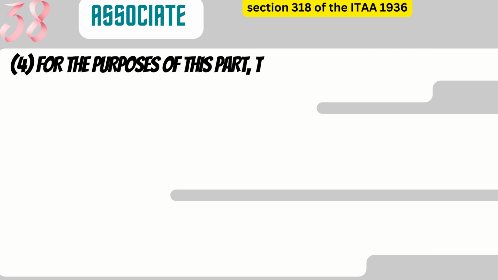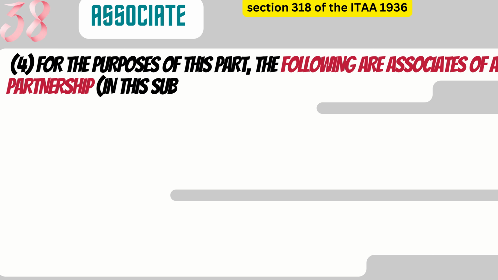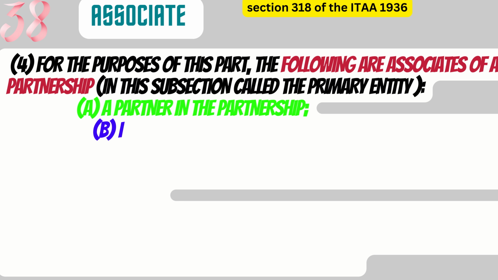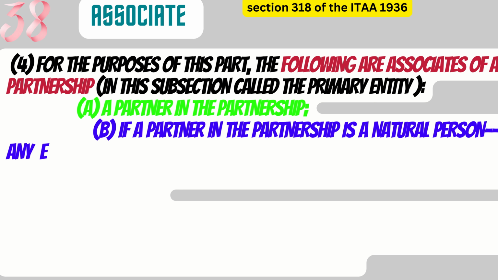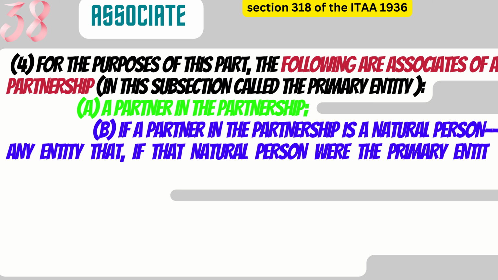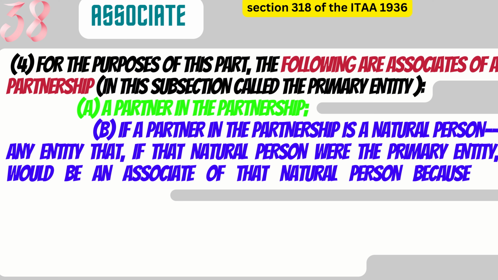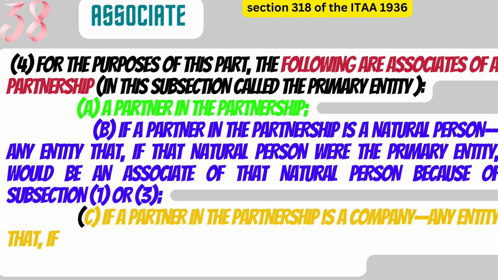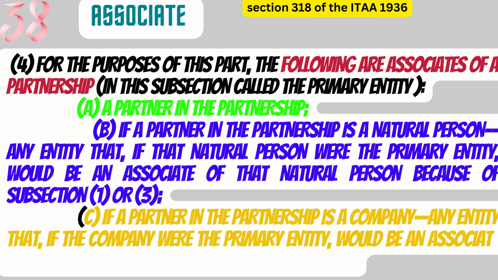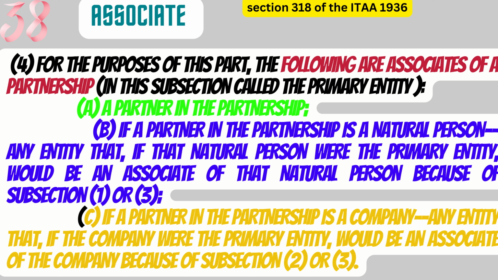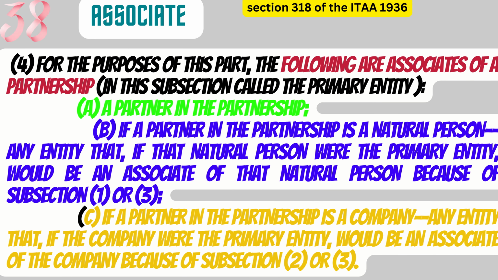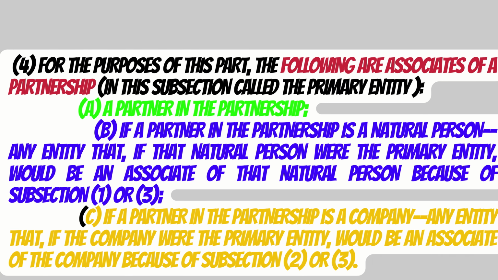4. For the purposes of this part, the following are associates of a partnership, in this subsection called the primary entity. A. A partner in the partnership. B. If a partner in the partnership is a natural person, any entity that, if that natural person were the primary entity, would be an associate of that natural person because of subsection 1 or 3. C. If a partner in the partnership is a company, any entity that, if the company were the primary entity, would be an associate of the company because of subsection 2 or 3.